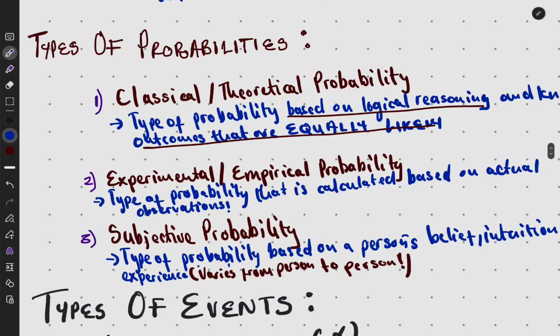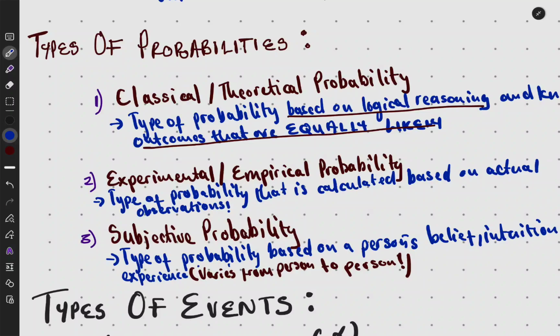Now, we've seen those 3 keywords. We saw that an experiment is an action that produces your outcomes. We saw that a sample space is all the possible outcomes, and that an event is a subset of a sample space, which is some of the outcomes of your experiment. Now from there we can go on to the types of probabilities. The types of probabilities that we have are 3.